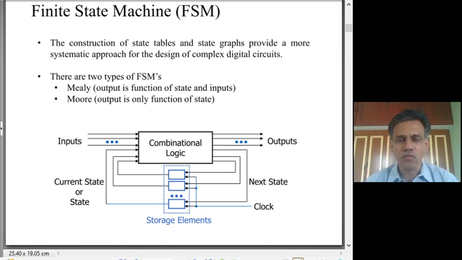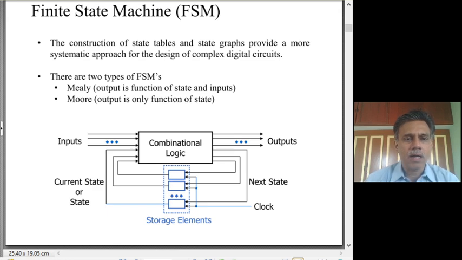Welcome to the course of Digital System Design. In this lecture, we will look at the finite state machine models. We will look at the two types of finite state machines, namely the Mealy FSM and the Moore finite state machine. We will define them, we will understand how they are different from each other, and look at a couple of examples for the design of Mealy as well as Moore finite state machine models.